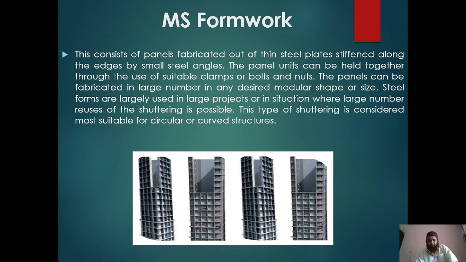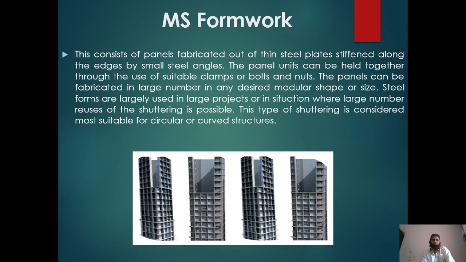The panel units can be held together through the use of suitable clamps or bolts. So at the end, suitable bolts and clamps are fitted together so that they form a complete section, and because of the load of the concrete coming onto it, it is not moved away. These panels can be fabricated in large numbers in any desired modular shape or size, as per our requirement. But basically, some specific sizes are there in the industry, and they are being followed.